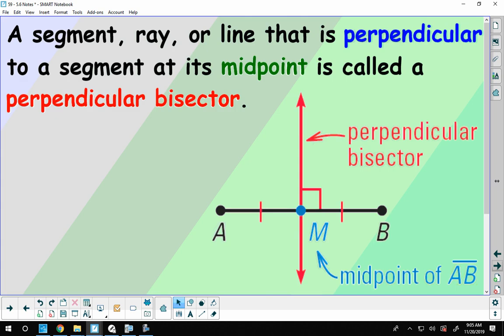All right, second part to this lesson. A segment, ray, or line that is perpendicular to a segment at its midpoint is called a perpendicular bisector. So you can see perpendicular, and we call it a bisector because the midpoint is the halfway point, so we know that this half is congruent to this half. So it's a perpendicular bisector. Bisector means to cut in half. So there's our two equal halves, and there's our 90-degree angle that makes it perpendicular.